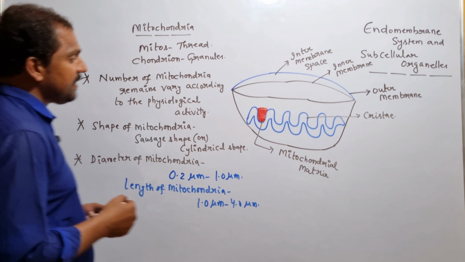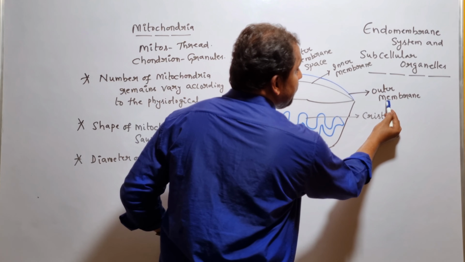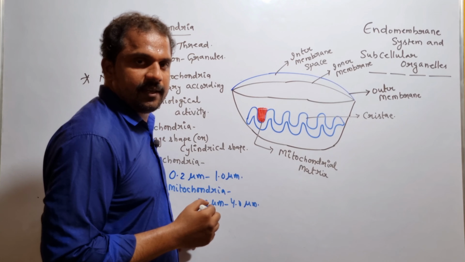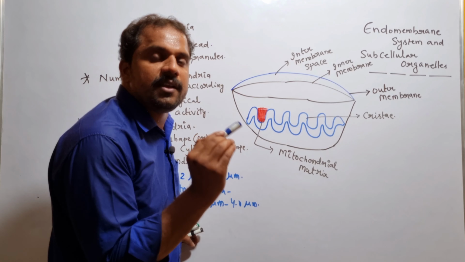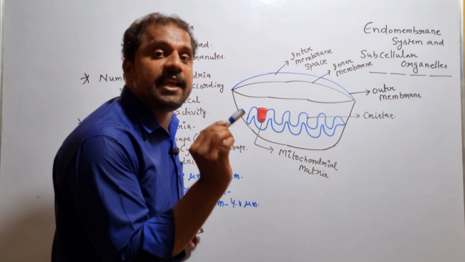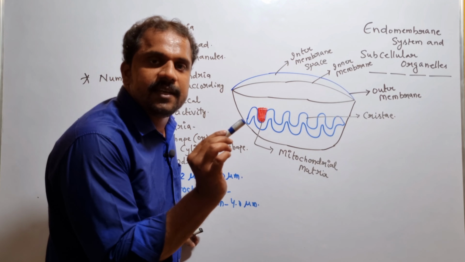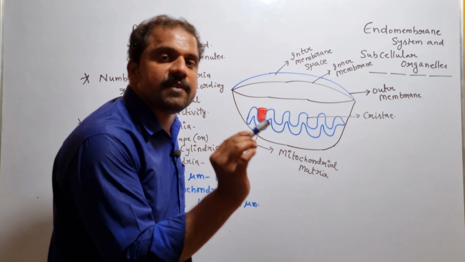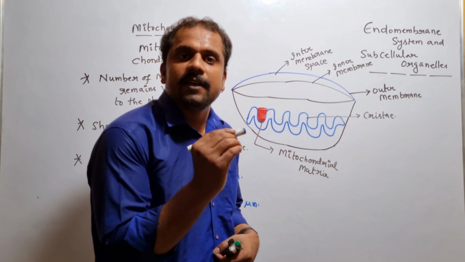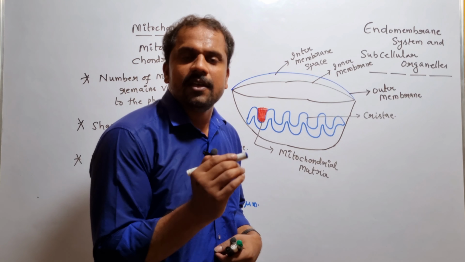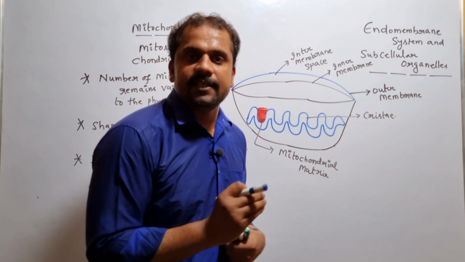Basically, the particular mitochondria contains two specific membranes. What are those? The outer membrane and the other one is the inner membrane. Is it clear? In between the outer membrane and the inner membrane, there is a specific space, which is nothing but what? Intermembrane space. Intermembrane space is the specific region present in between the outer membrane and the inner membrane. Both the outer membrane and the inner membrane are very specific in accordance to the particular enzymes. Both of them have their own enzymes. Is it clear?